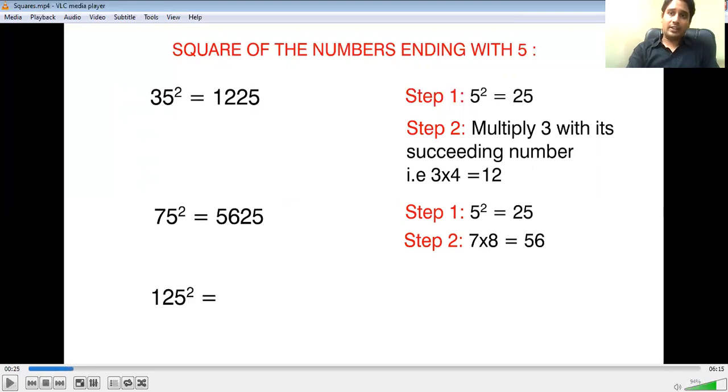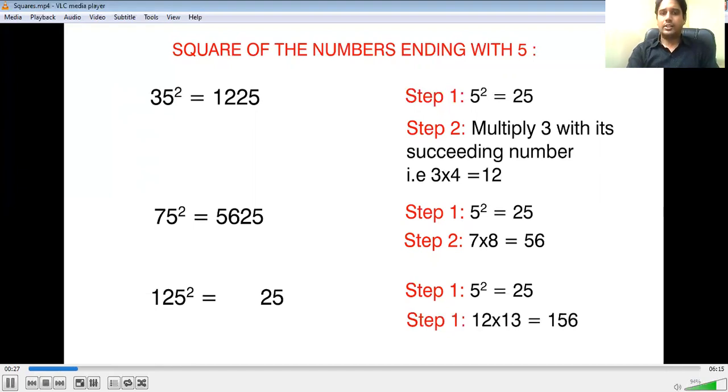125 square. Now what if it is a 3-digit number? Again the same procedure. The last two digits would be 5 square, which is 25. And before 5, we have 12 here. So 12 will be multiplied with 13, which is its succeeding number. 12 into 13 is 156, and our result is 15625. So this is how we find out the square of any natural number ending with 5.